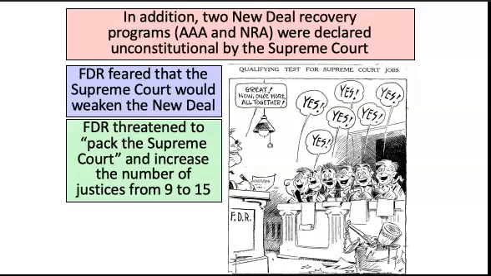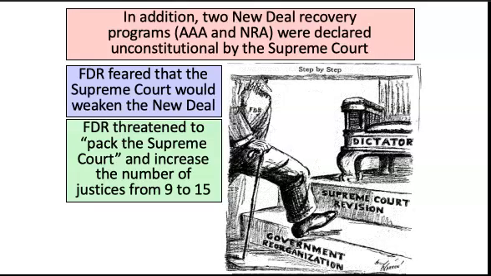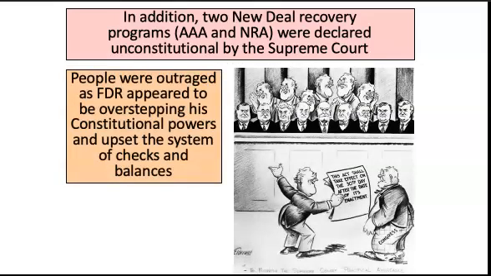Now, many people were incredibly concerned by this, and they were outraged that FDR appeared to be overstepping his constitutional power and specifically upsetting the system of checks and balances. In particular, by going to 15, we have to understand that with the checks and balances system, the person who nominates people to be on the Supreme Court is the president. So if you go from 9 to 15 judges, he gets to put those 6 new people on the court.